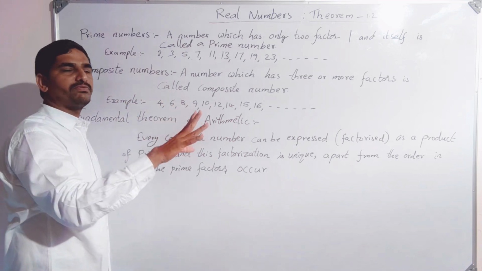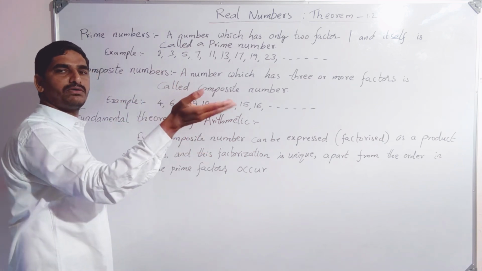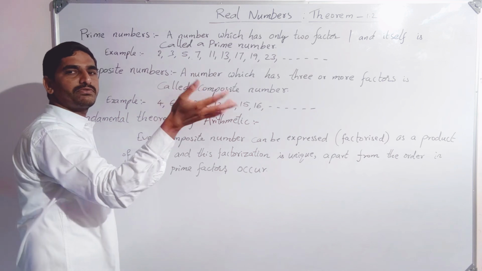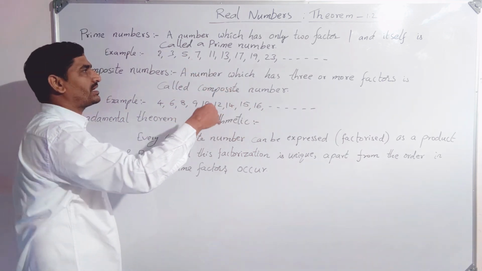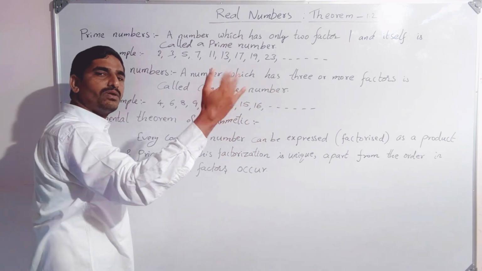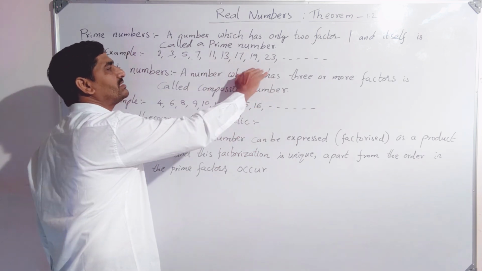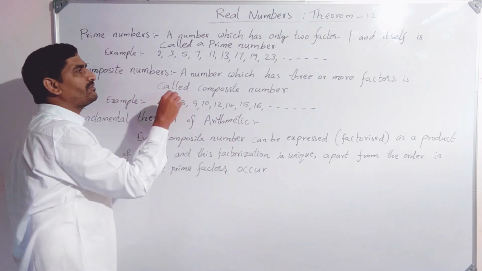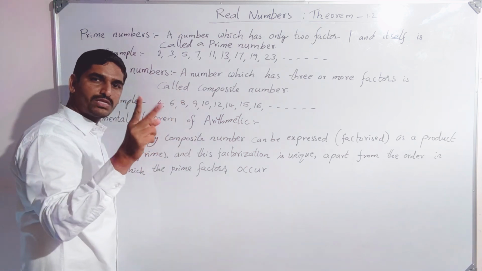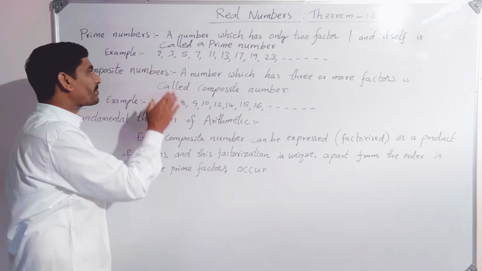1 3s are 3, 3 1s are 3. 5 1s are 5, 1 5s are 5. 7 1s are 7, 1 7s are 7. 11 1s are 11, 1 11s are 11. 13 1s are 13, 1 13s are 13. So all these are called prime numbers, which have only two factors, those are 1 and itself.